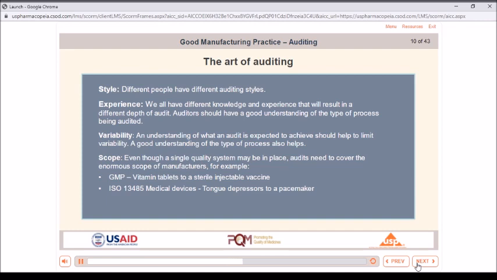Scope. Even though a single quality system may be in place, audits need to cover the enormous scope of manufacturers. For example, GMP, vitamin tablets to a sterile injectable vaccine. ISO 13485, medical devices, tongue depressors to a pacemaker.